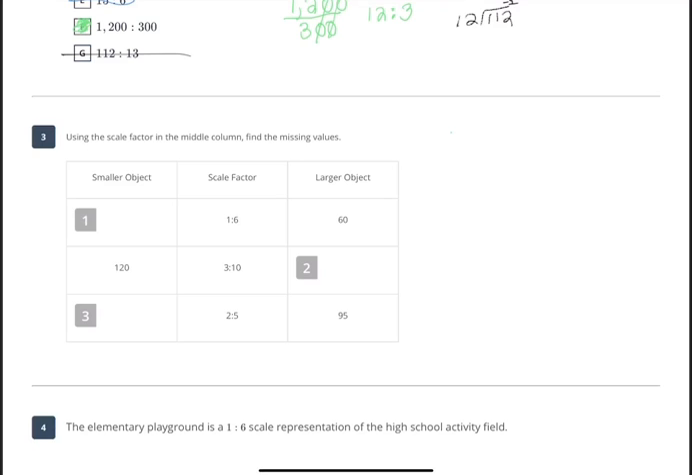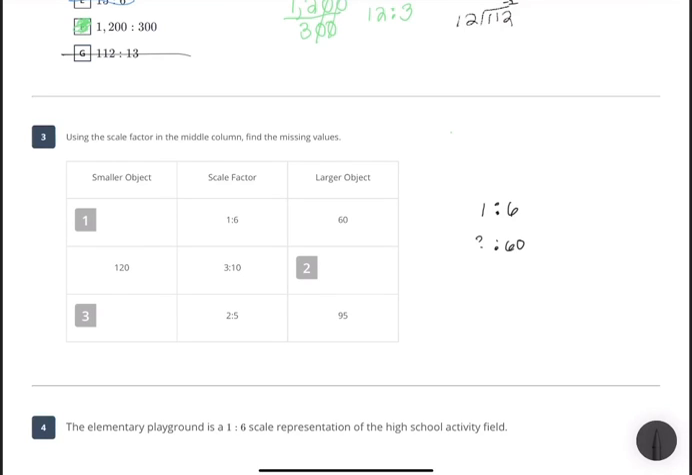So the scale factor is in ratio format. If you notice that 6 is right here, it's 1 to 6, okay? So this is 60. If this is 60, what do you think the smaller object would be? How can we use this ratio to fill in this blank? One way you could do this is look at it like this. If it's 1 to 6 and the larger object is 60, what would be the smaller one?